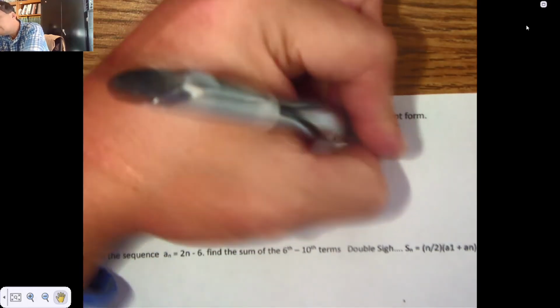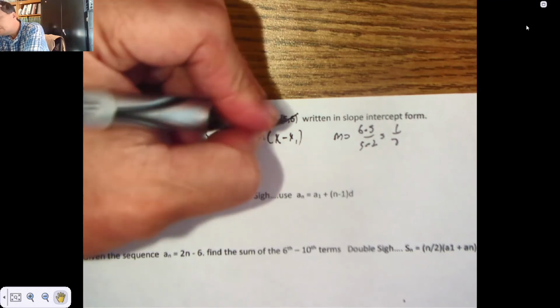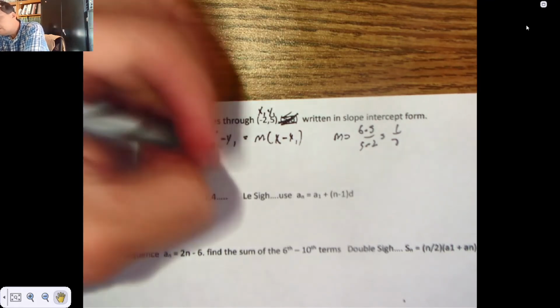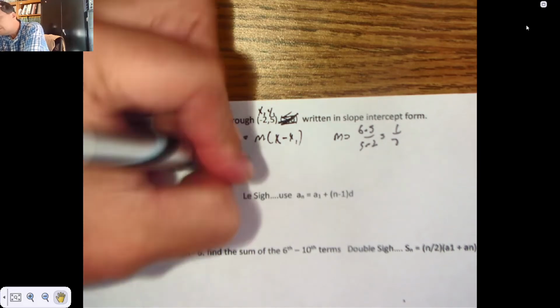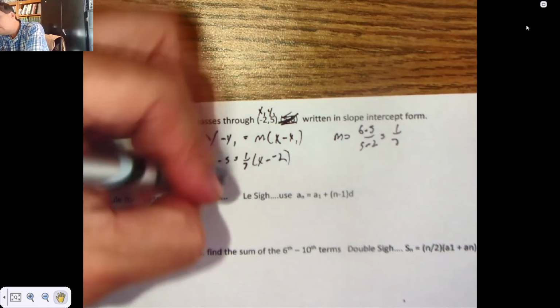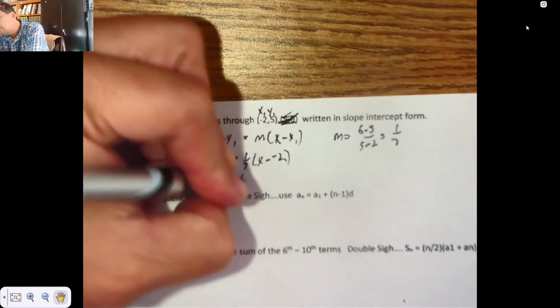6 minus 5 is going to be 1. 5 minus -2 is 7. And I'm just going to use the first point. It's going to give me an x1 and a y1. So y minus 5 is 1/7 of x minus -2. Taking away a negative is addition, always has been.